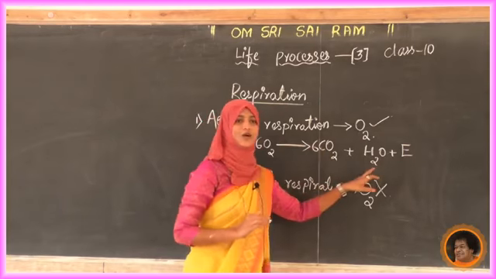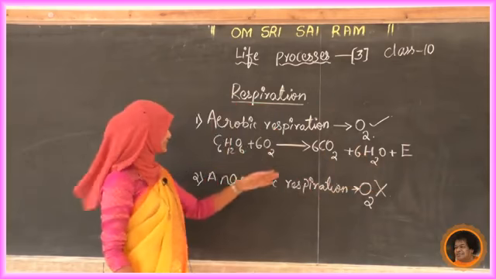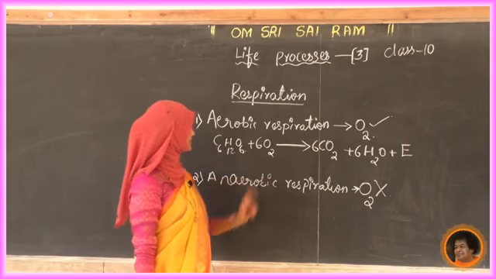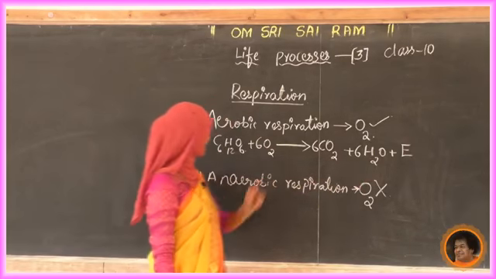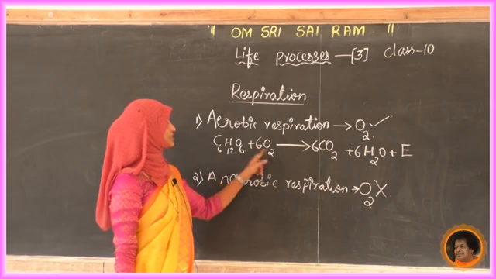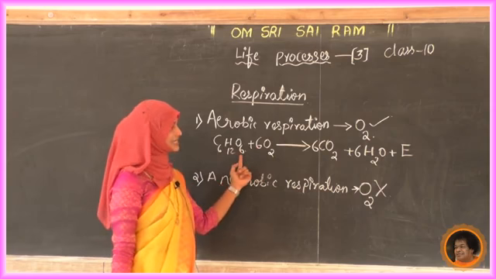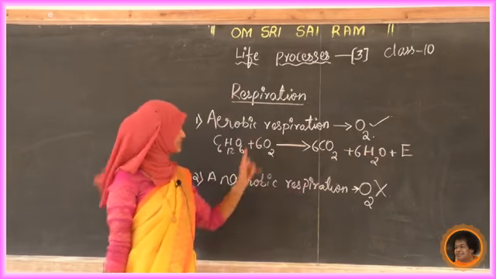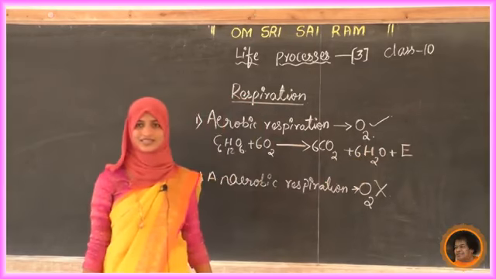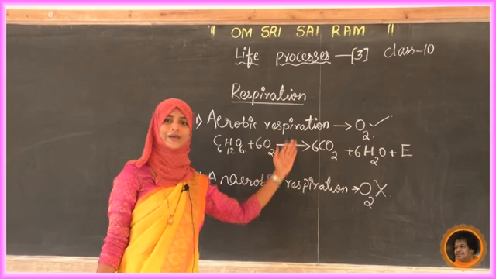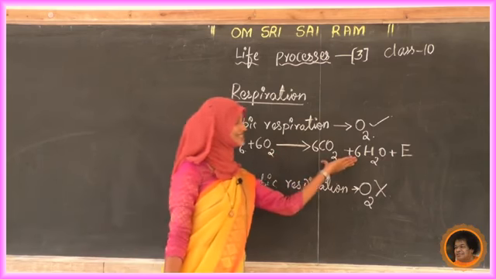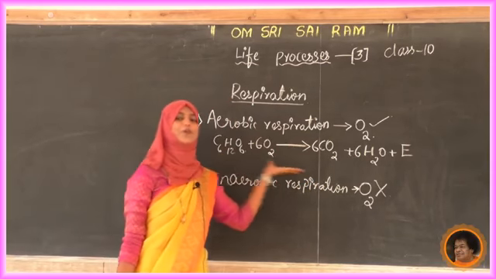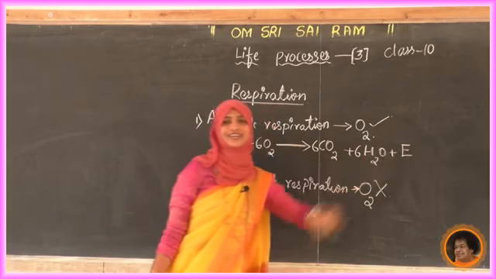Here 6 and here how much? 6. Just look at whether it is balanced or not. Carbon 6 here, hydrogen 12 here. Oxygen here: 6 into 2 plus 6, and here 6 into 2 and 6 oxygen, balanced. So energy is a side product. Like photosynthesis, just remember like this: what is a reactant in photosynthesis is a product here, and what is a product in photosynthesis is a reactant here. Just the opposite, but extra is energy.